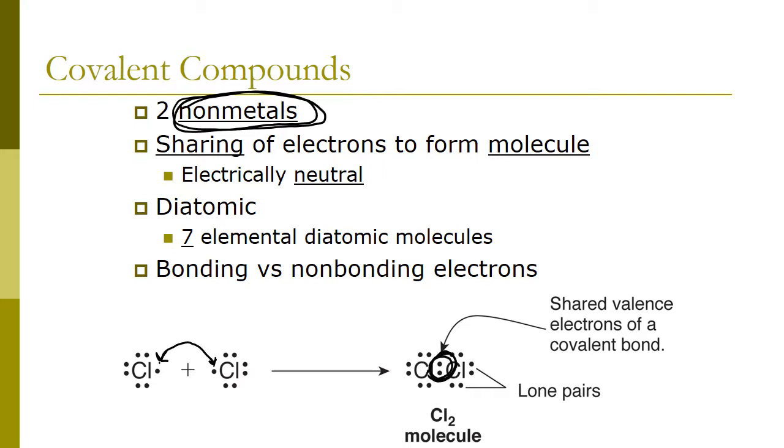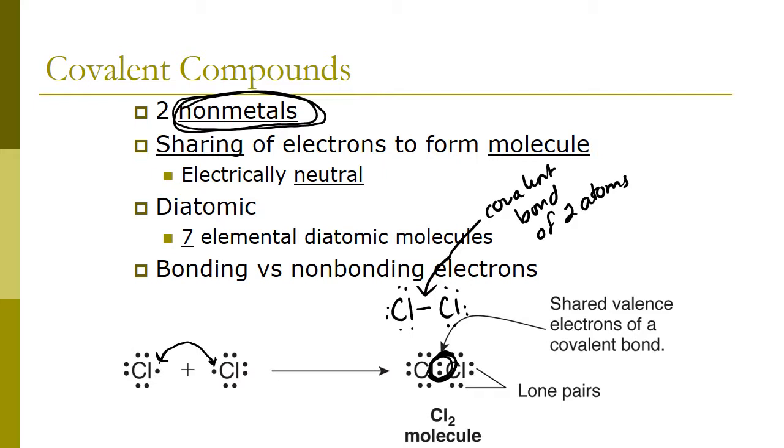Now, I'm not really happy with how they're showing this as a pair of dots in between those two chlorines. Traditionally, what you'll see is they'll do a dash, and that dash represents a bond. So this is going to represent a covalent bond of two atoms.